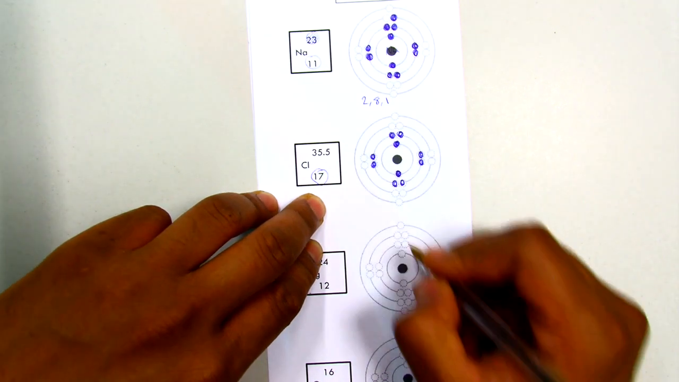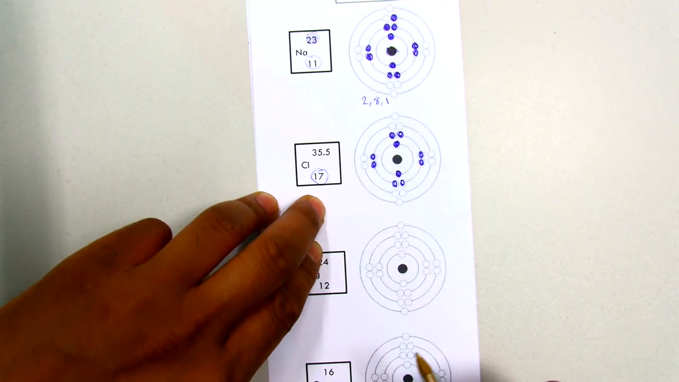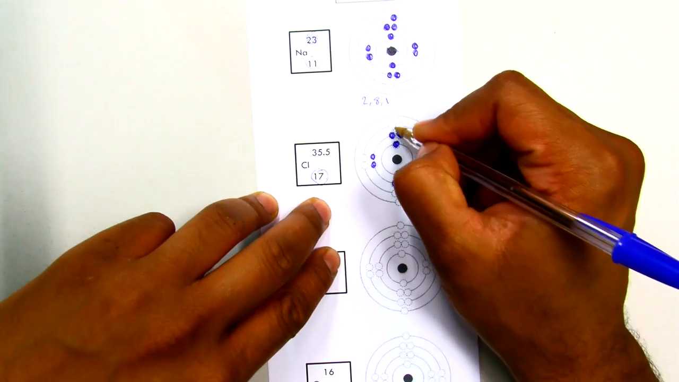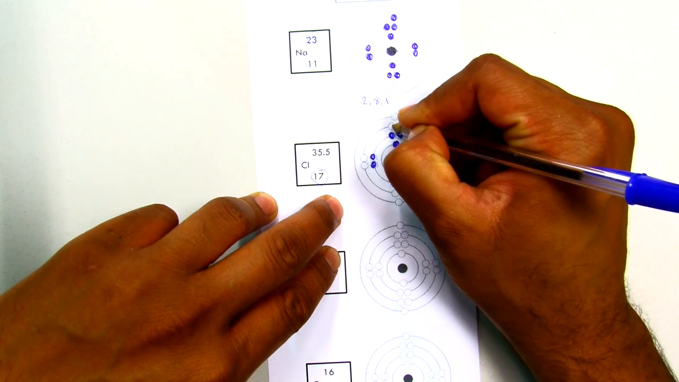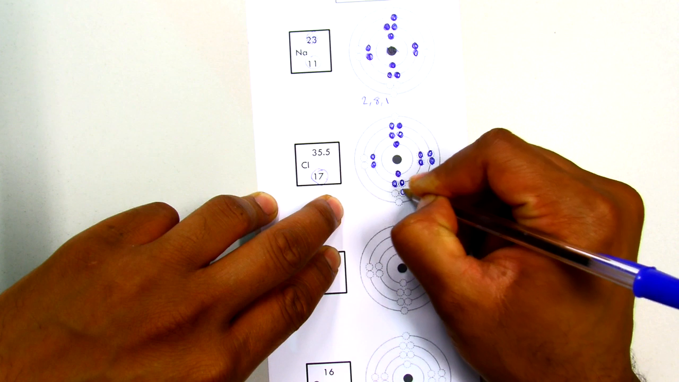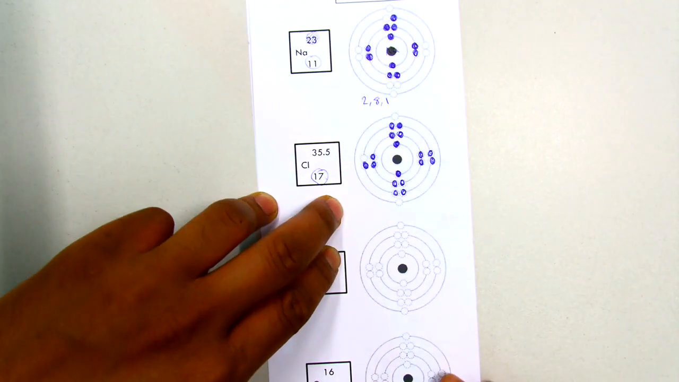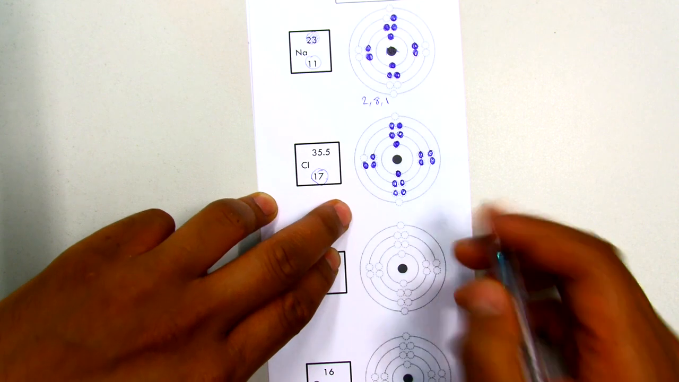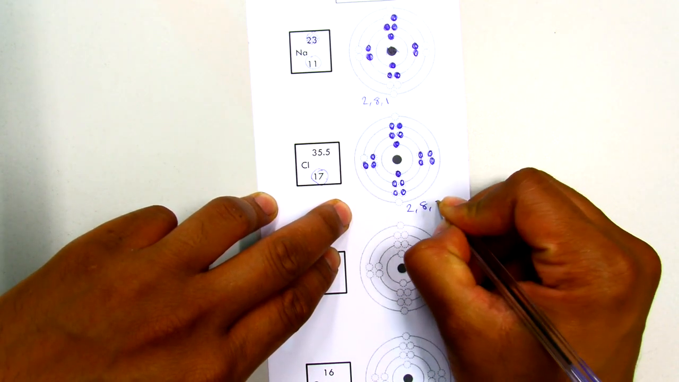Okay, so now I've filled it up. So that's 10 so far I've drawn, and I have now 7 left to draw to make up the total number of 17. That means I will have 7 electrons in the last shell there. So I'll put 1, 2, 3, 4, 5, 6, 7. And the configuration for chlorine will be 2 in the first shell, 8 in the second, and then 7 on its last shell.